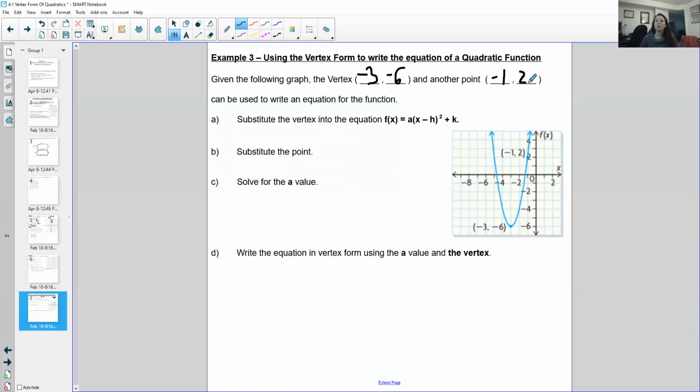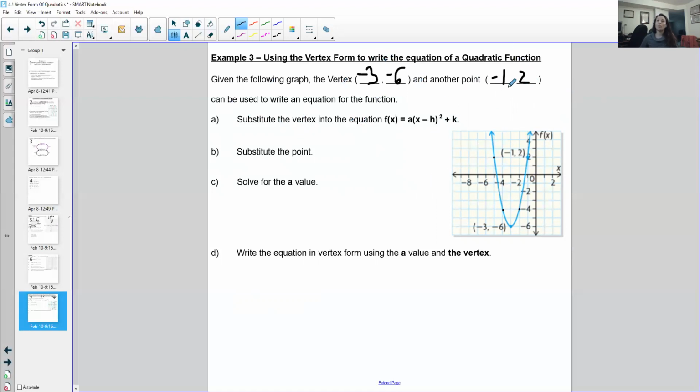If they don't give you a point, pick a nice point that you think crosses the grid nicely, like this one, that's probably your best bet. Somewhere where your parabola crosses on a grid. But they gave us this one, so we'll use that. So we're going to take our vertex and we're going to substitute it in.